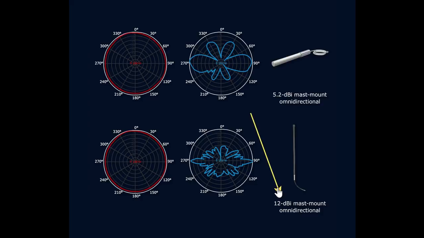As we increase to maybe even a 12 dBi mast mount omnidirectional, we've got an even greater strength here with that particular signal. Again, notice how flattened that elevation plane is here, but still a nice round configuration here. Very well distributed omnidirectional antenna.